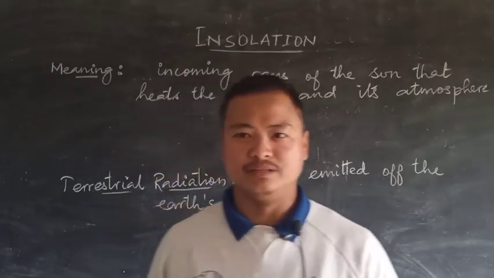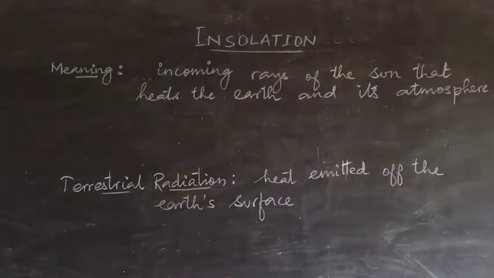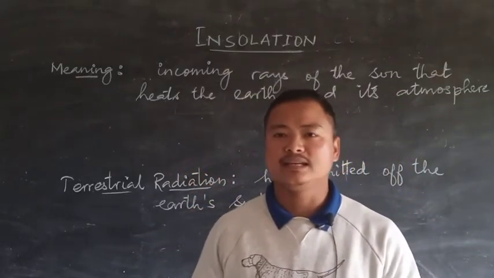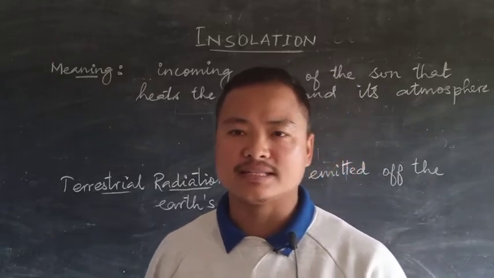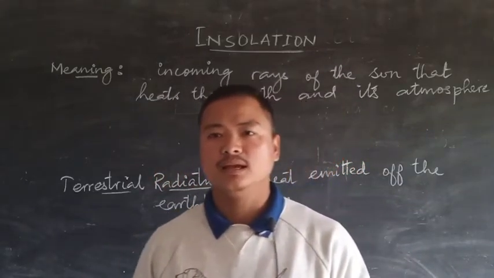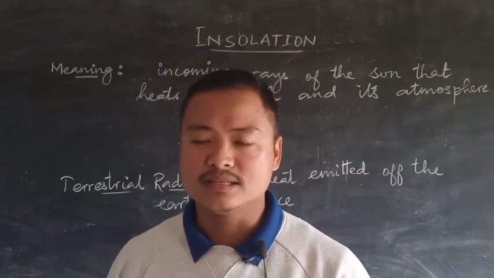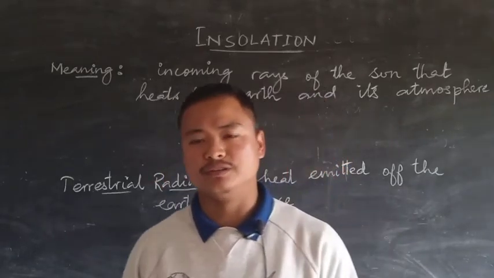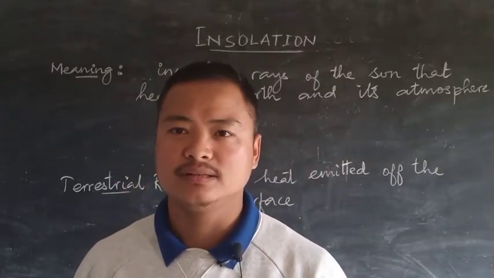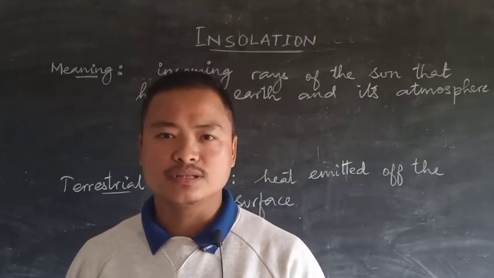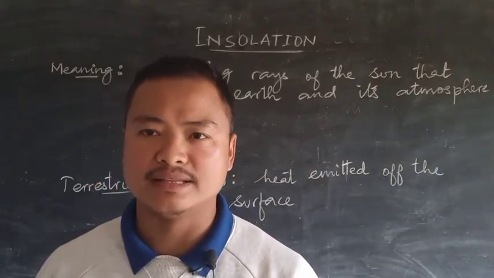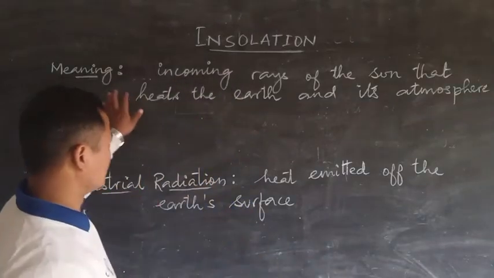So insolation, what does it mean? We say insolation is the incoming rays of the sun that heats the earth and its atmosphere. The incoming rays of the sun that we are discussing is the heat or light energy that is emitted out of the sun. These rays pass over the solar system, and earth, being a part of the solar system, happens to receive the amount of heat radiated by the sun. This heat energy that the earth receives, and in turn later its atmosphere and the land surface gets heated, is what we call insolation.